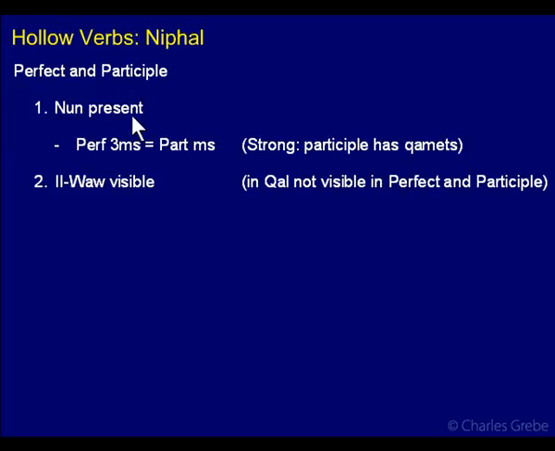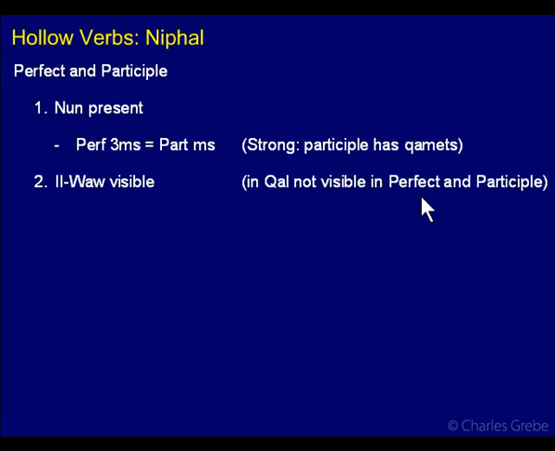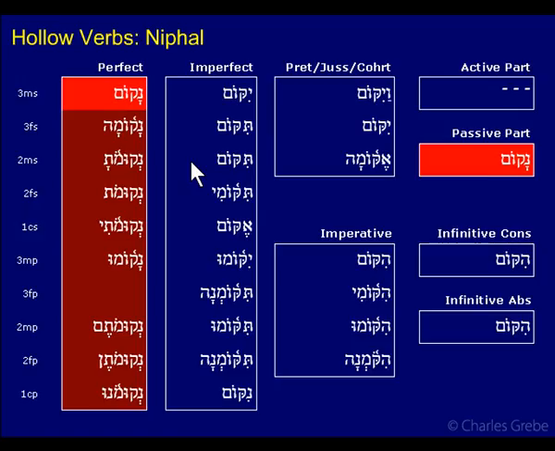In the perfect and the participle, the nun is present. The nun is present in the red forms here, just like in the strong verbs. The perfect 3ms and the participle masculine singular are the same: naqom, naqom. In the strong verbs, we had the qamets here. Remember that as the theme vowel, and I said that the qamets marks the passive participle, or the participle for the passive binyanim, the Niphal, the Pual, and the Hofal.